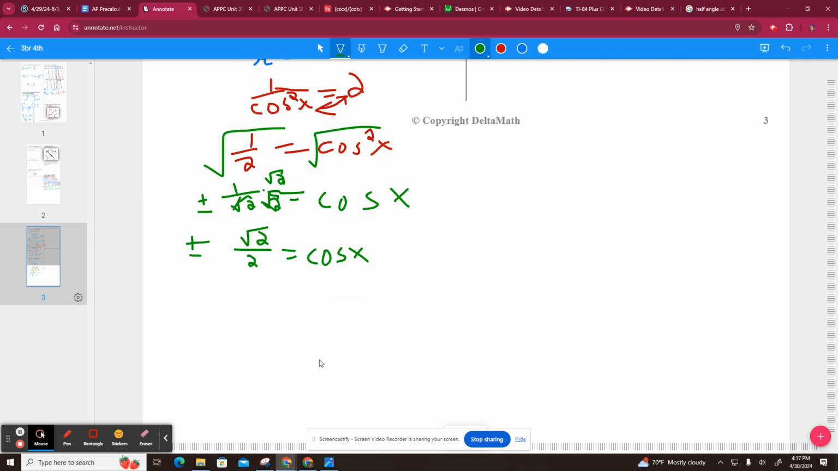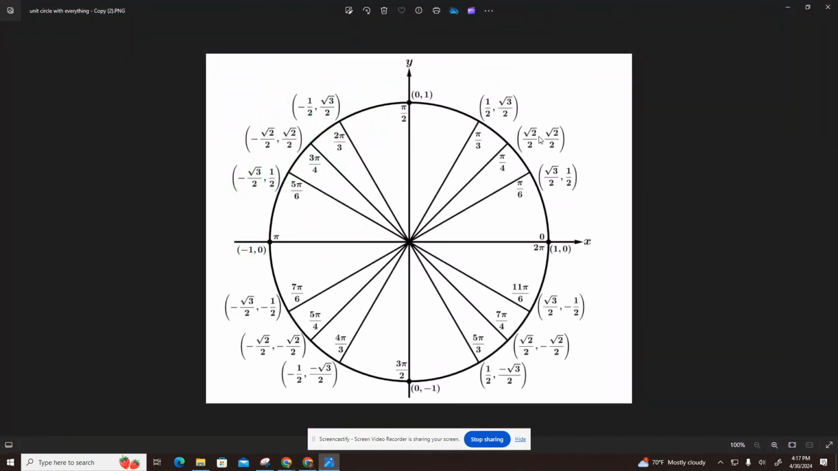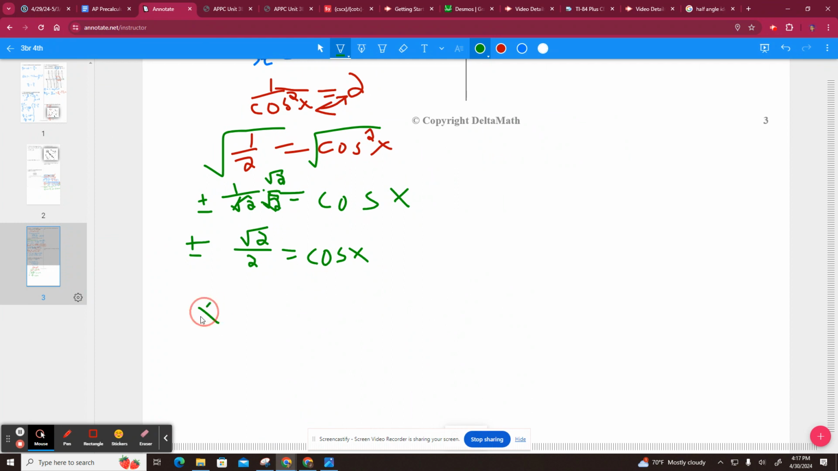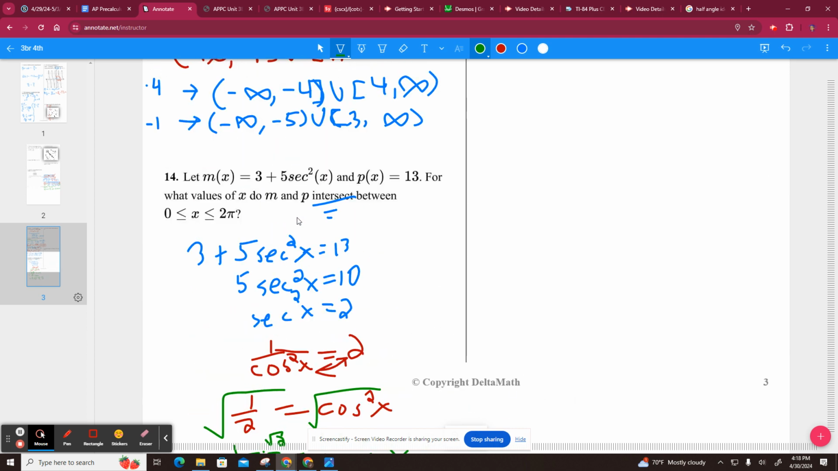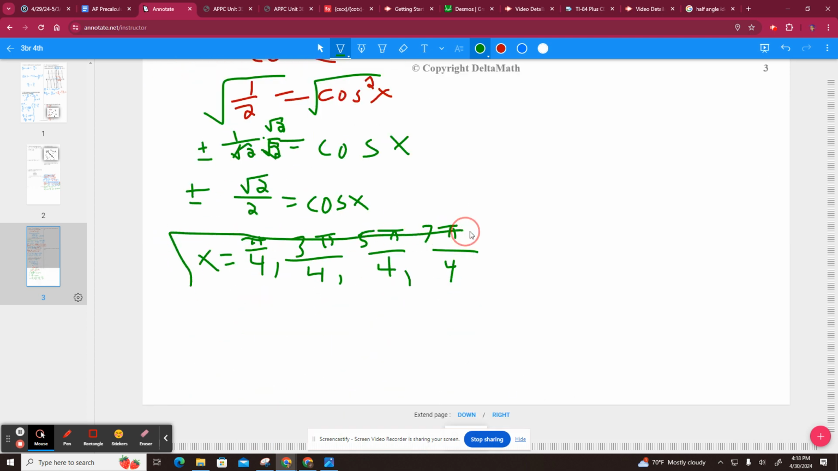So when is cosine plus or minus the square root of 2 over 2? That's going to happen at pi over 4, because at pi over 4 it's positive. At 3 pi over 4 it's negative square root of 2 over 2. And same thing all the way around. So x equals pi over 4, 3 pi over 4, 5 pi over 4, and 7 pi over 4. Those are the values between 0 and 2 pi where those are equal.